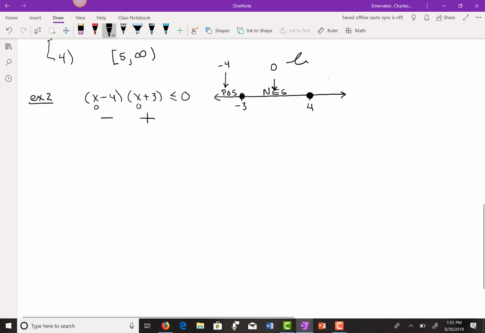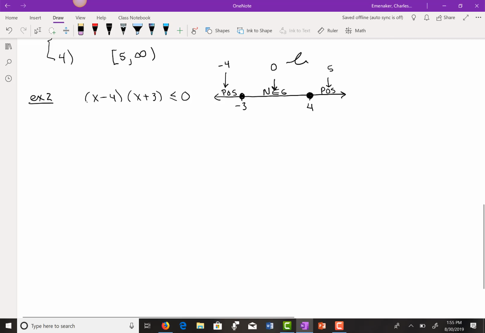And then if we play the same game over here, pick something like 5. If we plug in the 5s, you're going to have a positive and a positive. This is going to be positive. Now, which regions are we shopping for? Are we shopping for things that are positive or things that are negative in this problem? We want negatives, don't we? Oh, that's right. Because we've got less than or equal to 0. And with less than or equal to 0, we are shopping for negatives today.